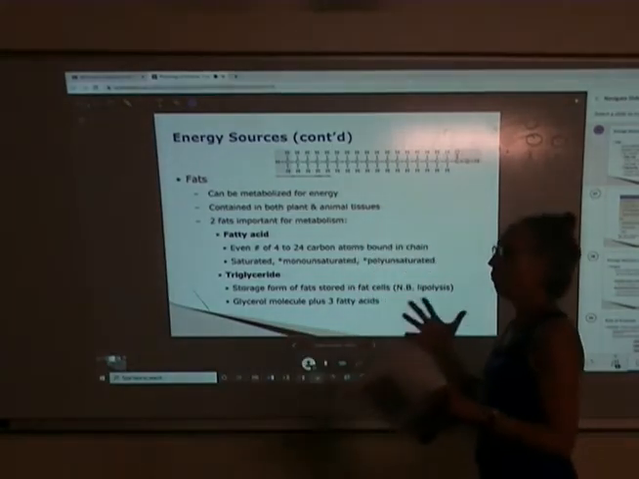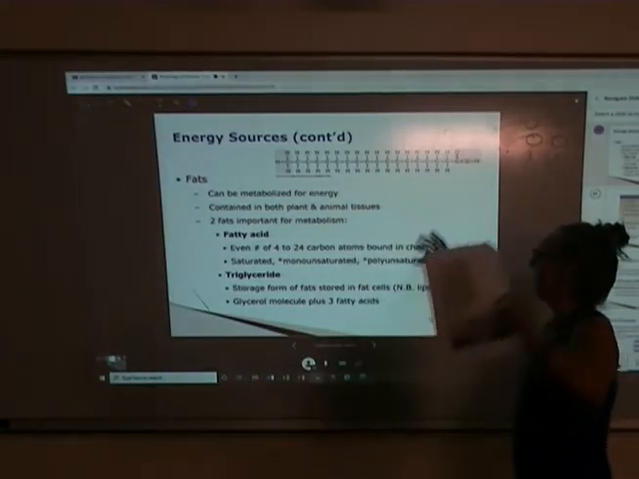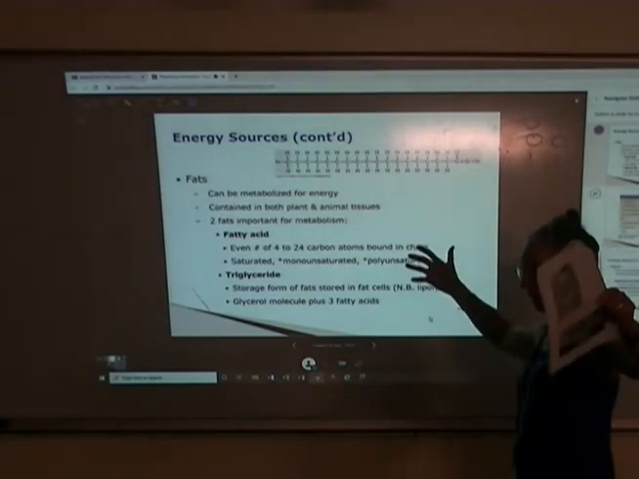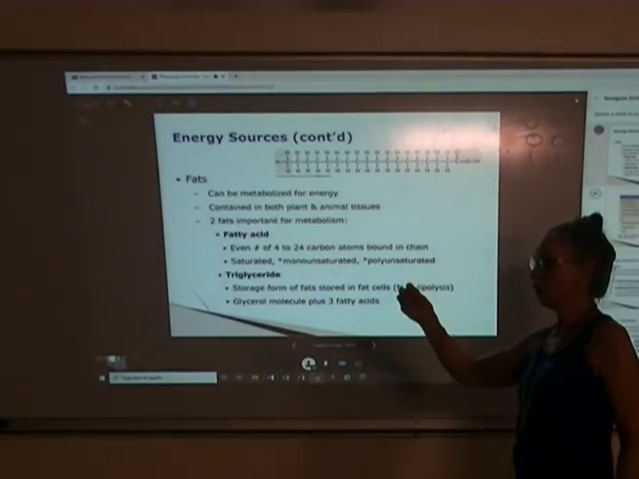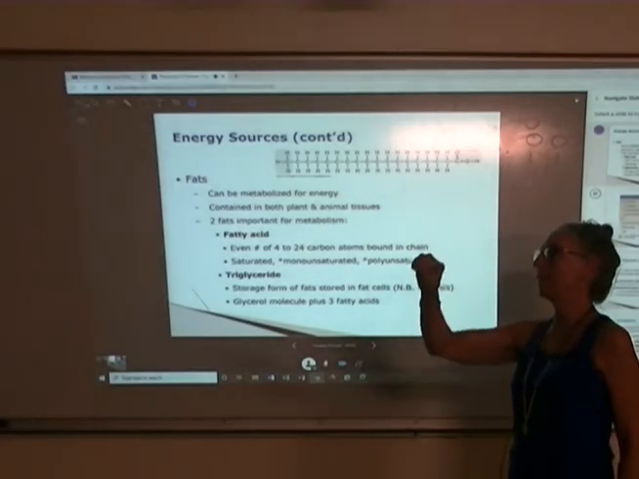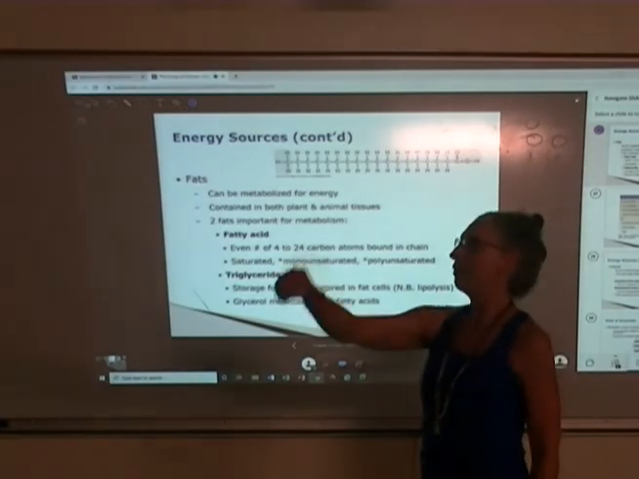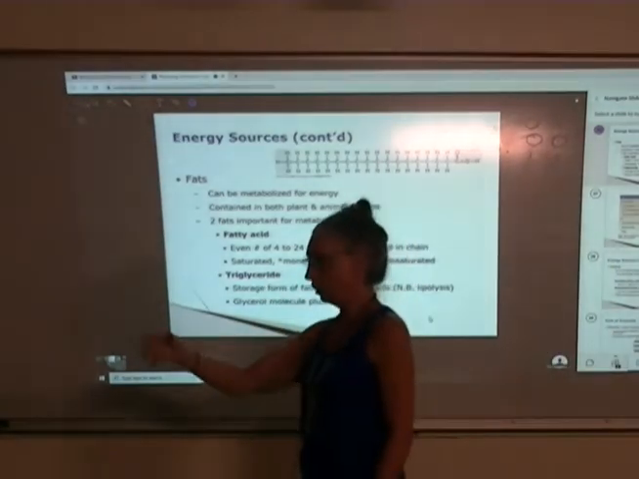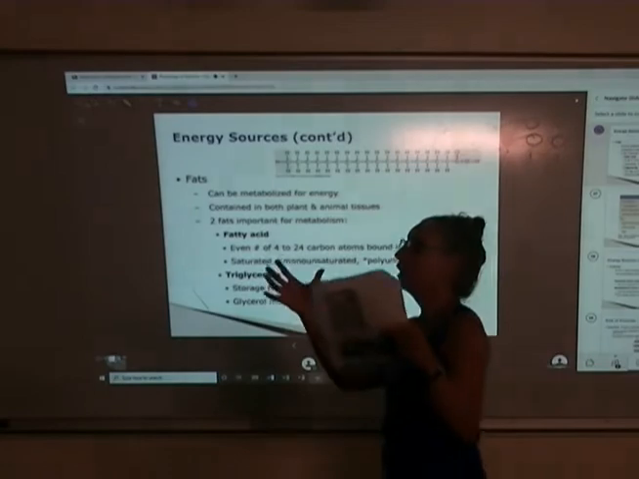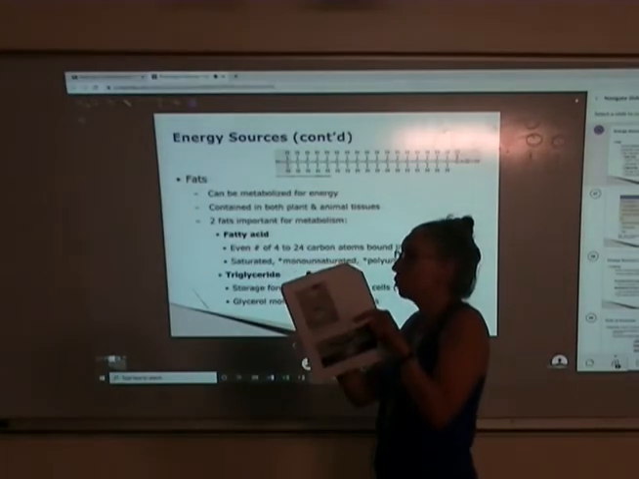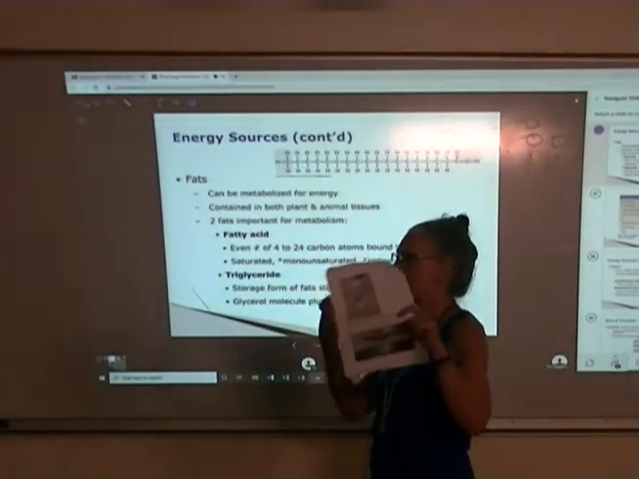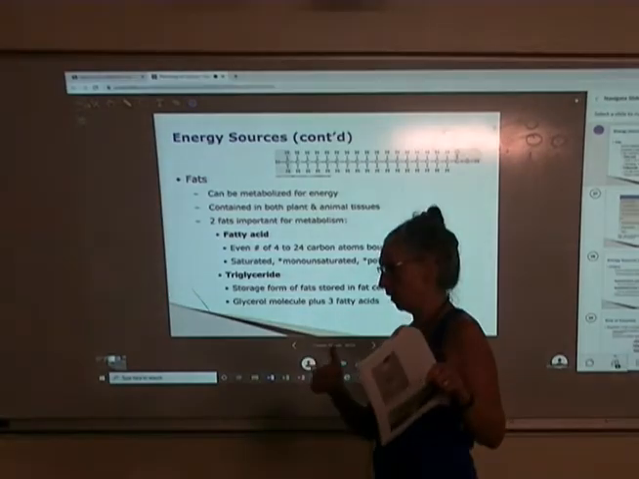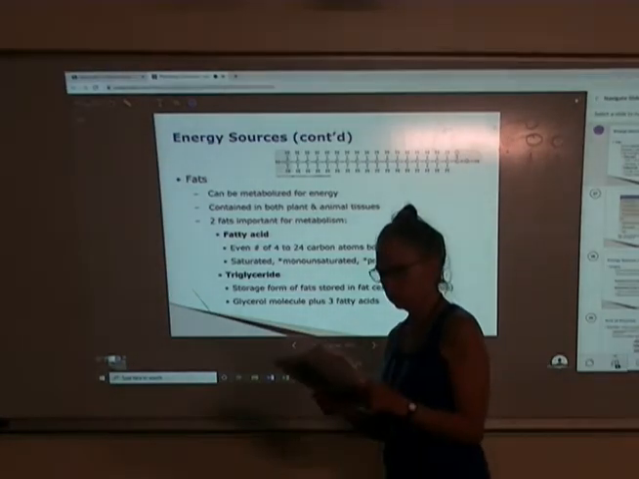The problem with fats is that they're really big molecules. So it takes a long time to break them down to get at the stored energy, right? Whereas carbohydrates are very small molecules, so it's really quick and easy to break them down and get at energy, all right?